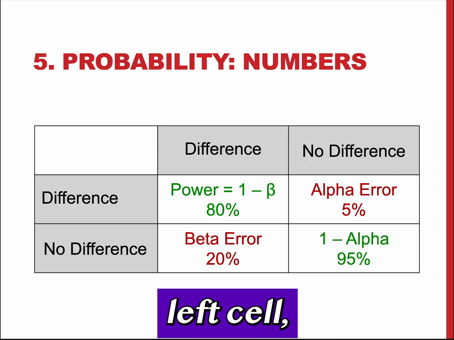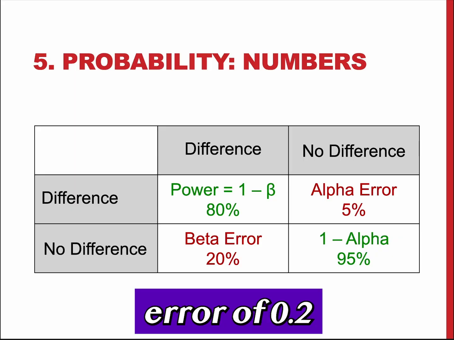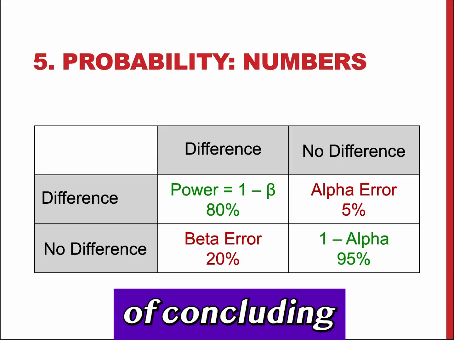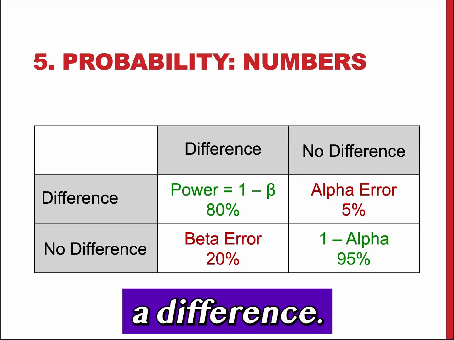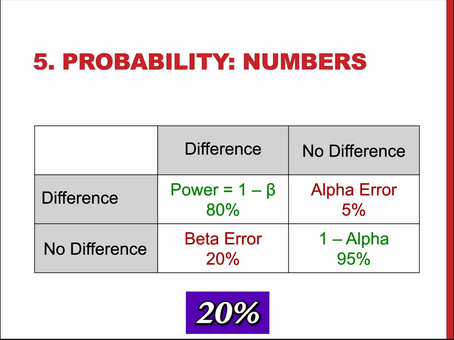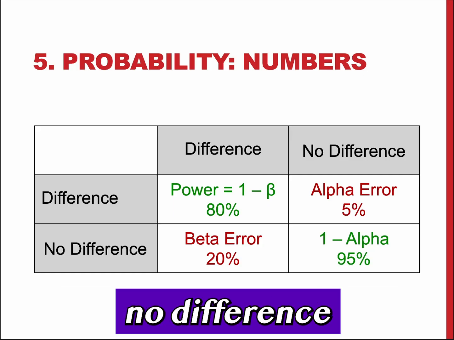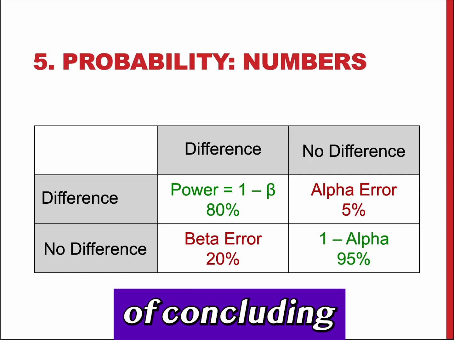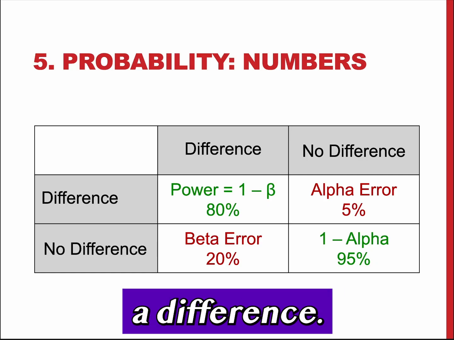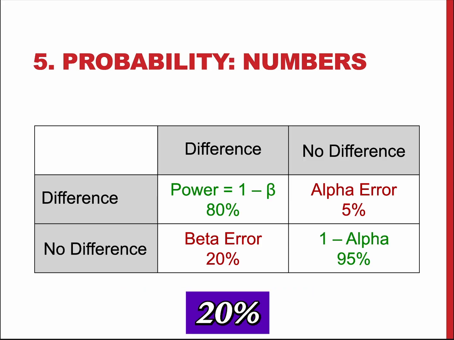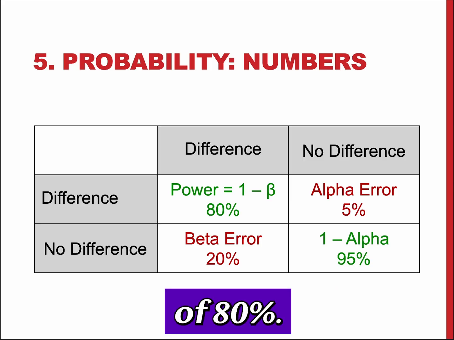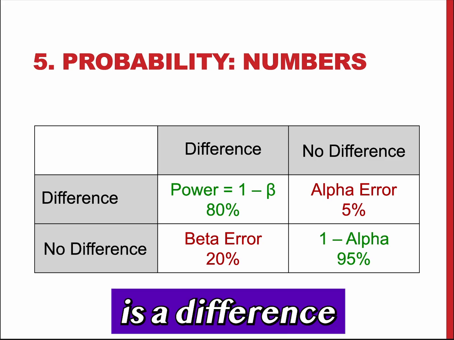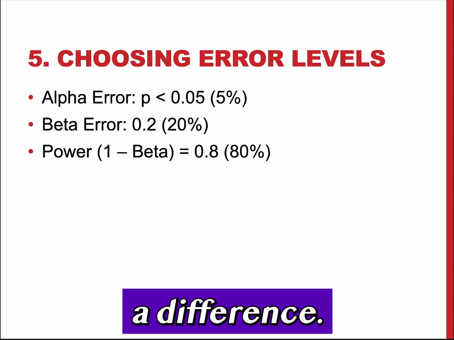In the lower left cell, we typically accept a probability of beta error of 0.2 or 20%. There is a 20% probability of concluding there is no difference when there is a difference. If there is a 20% probability of concluding that there is no difference when there is a difference, then there is an 80% probability of concluding that there is a difference when there is a difference. A beta error of 20% corresponds to a power of 80%. Power is the probability of concluding there is a difference when there is a difference.